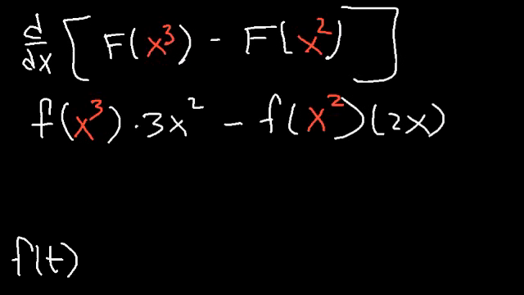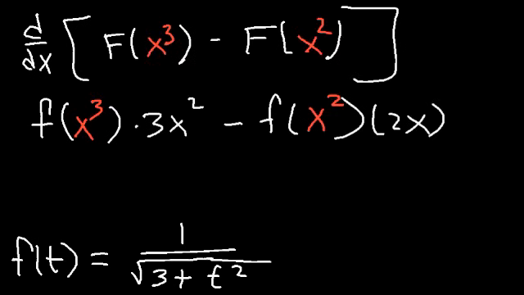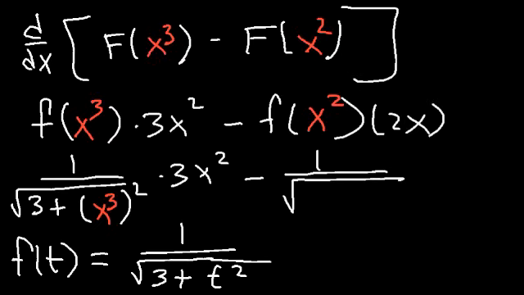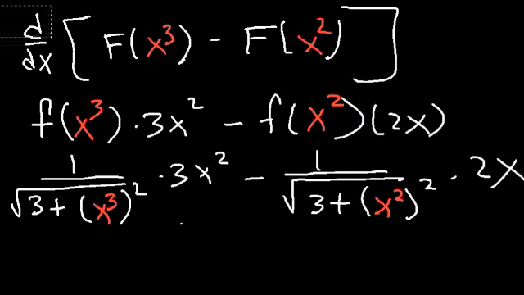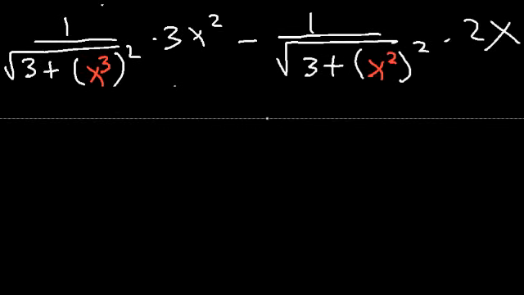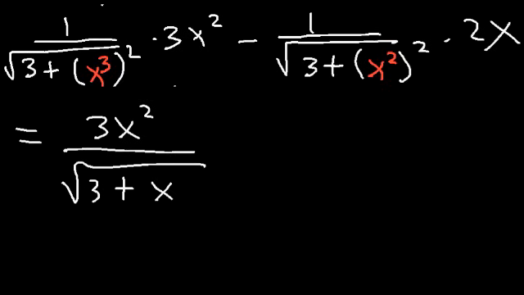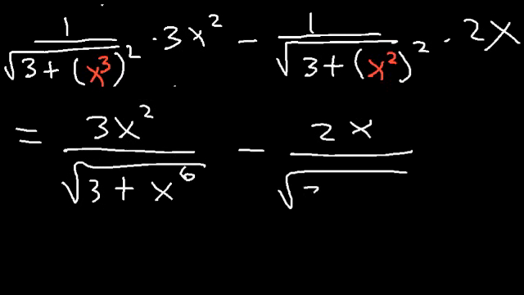Now remember, f of t is equal to 1 divided by square root 3 plus t squared. So f of x cubed is 1 divided by square root 3 plus x cubed squared times 3x squared, minus f of x squared, which is 1 over square root 3 plus x squared squared times 2x. So now we have 3x squared divided by square root 3 plus x to the 6th power minus 2x divided by square root 3 plus x to the 4th power.